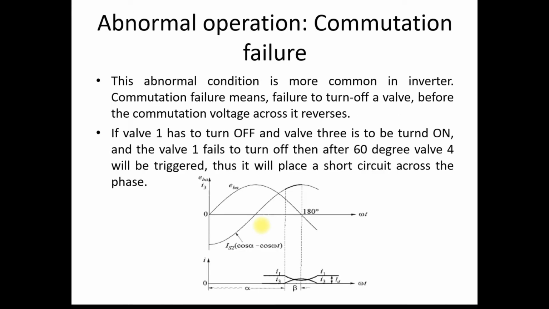Now the next abnormal condition is commutation failure. What is commutation? As we know, it is the turn off of the outgoing valve and the turn on of the incoming valve, and that happens in the operation of the rectifier as well as the inverter. But this commutation failure abnormal condition more commonly happens in the inverter operation, because in the inverter operation the incoming and outgoing valves do not have sufficient time to completely turn on and completely turn off.